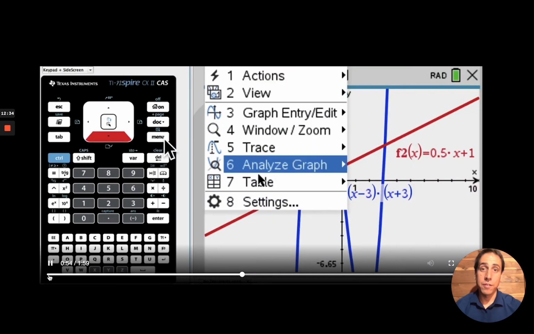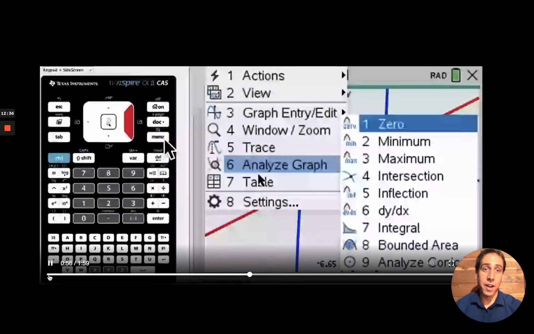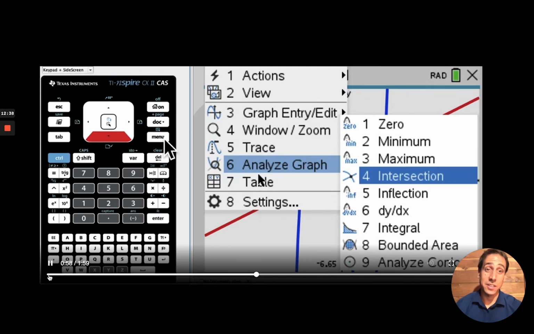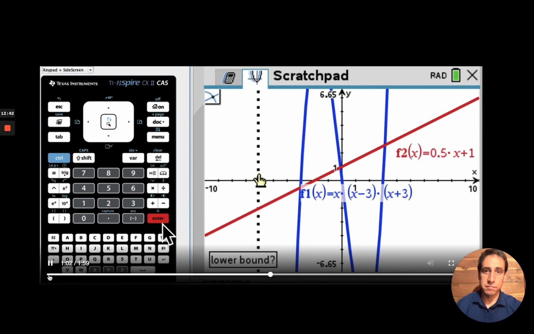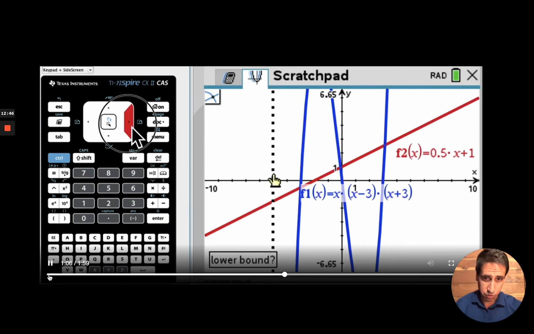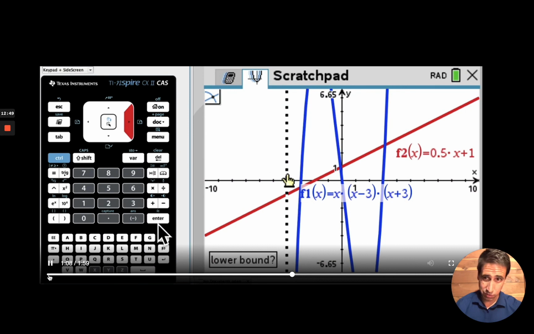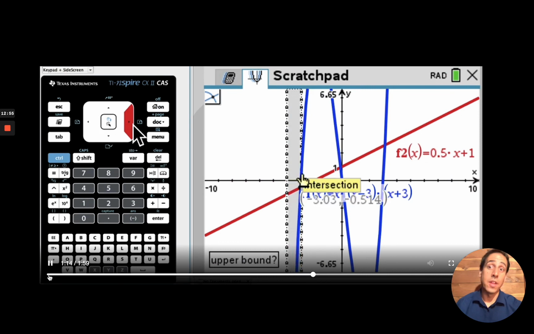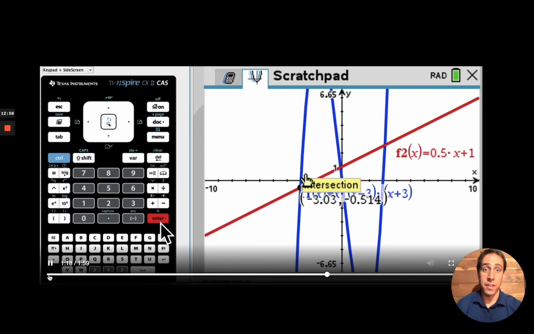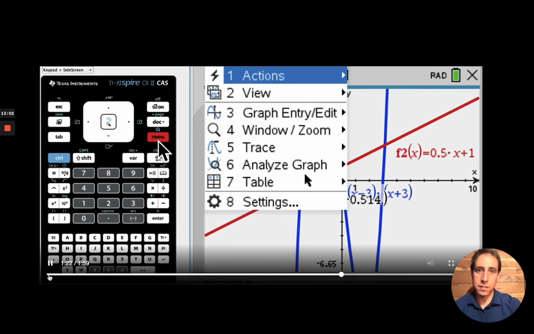Menu. 6, analyze graph. We want to find intersections today. So for intersection, I'm going to use the left or right arrows. You could also use the trackpad. I like using the left or right arrows. It's asking for the lower bounds. And now then you press enter and then go a bit more to the right, and then you can find the intersection. Once you give the lower bound and upper bound, there it is.